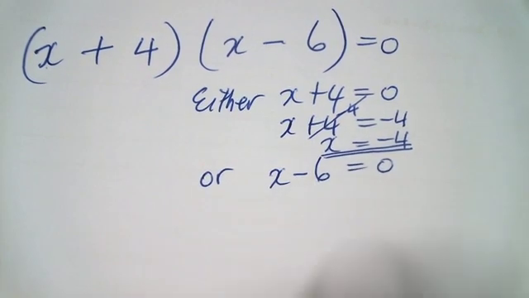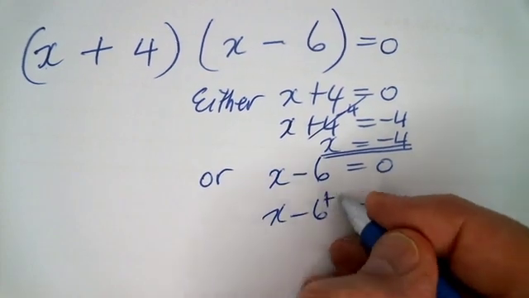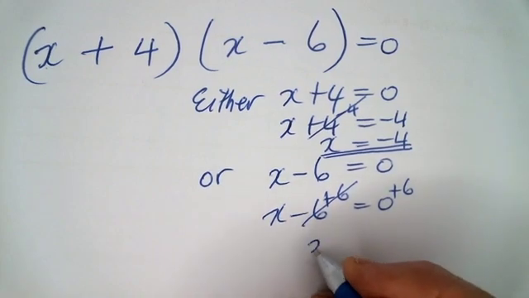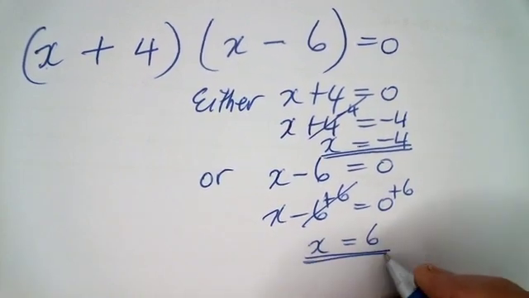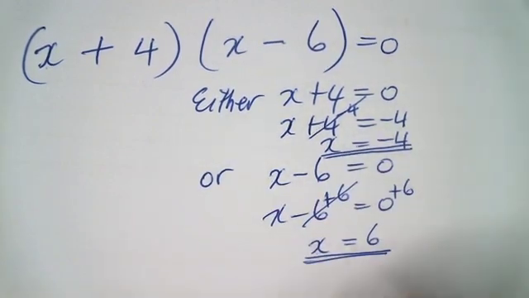But if x minus 6 was 0, well, I'll write it again. x minus 6 is 0. I'm going to add 6 to both sides. There it is. Because a 6 and a -6 leaves me with x, and 0 and 6 is going to be 6. So my solutions are going to be either x equals -4 or x equals 6.